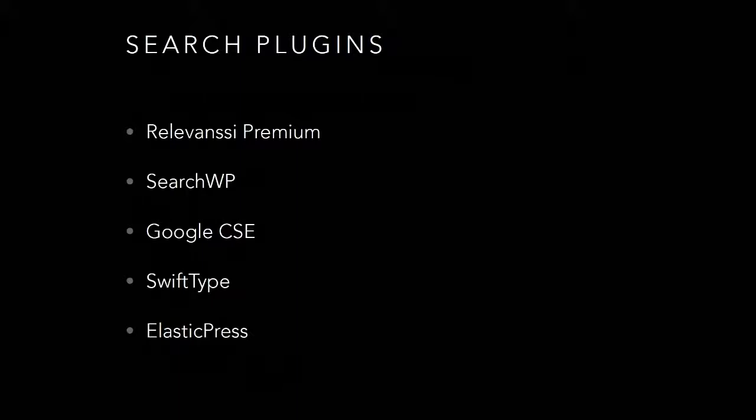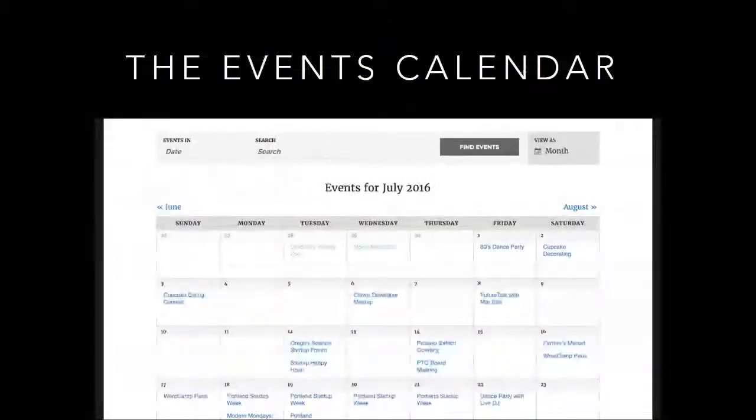SwiftType, you basically point the domains and everything that you want to. SwiftType, you get to whitelist your subdomains. It's a lot more granular. Yeah. Okay, great. The events calendar has a lot of different views.